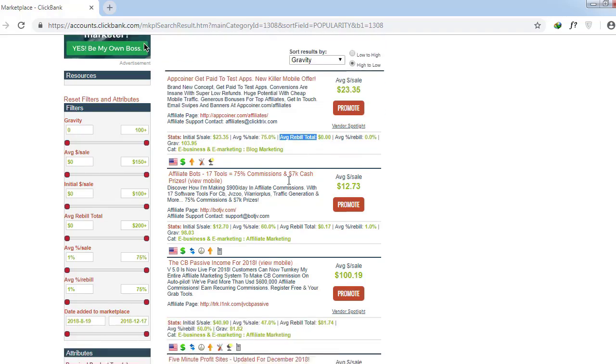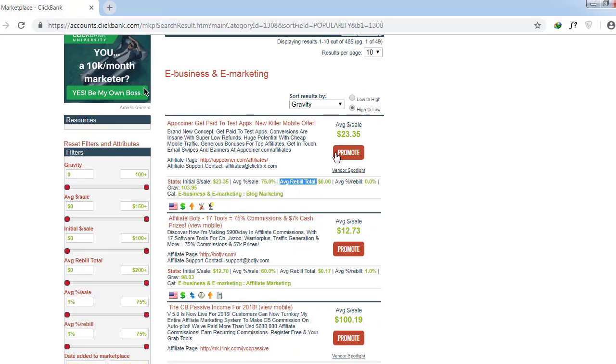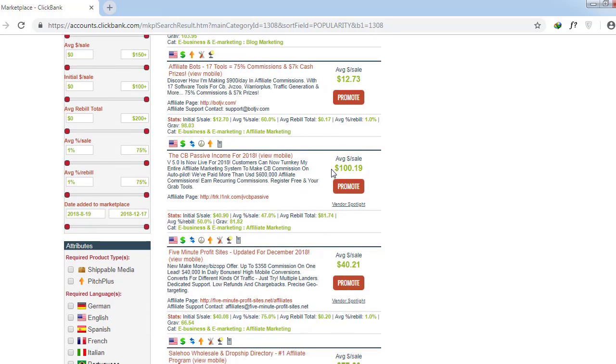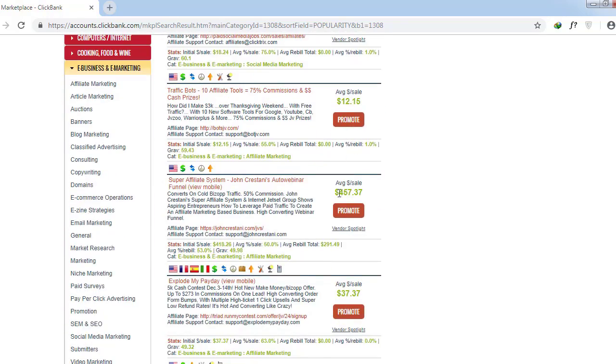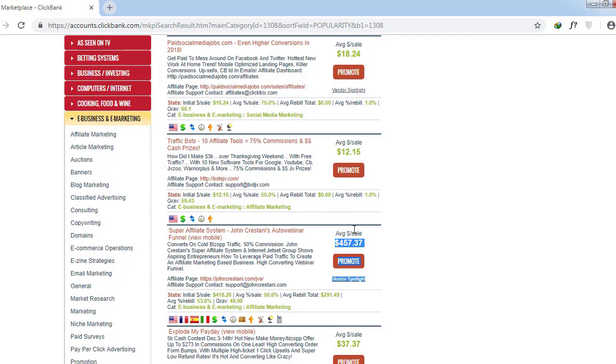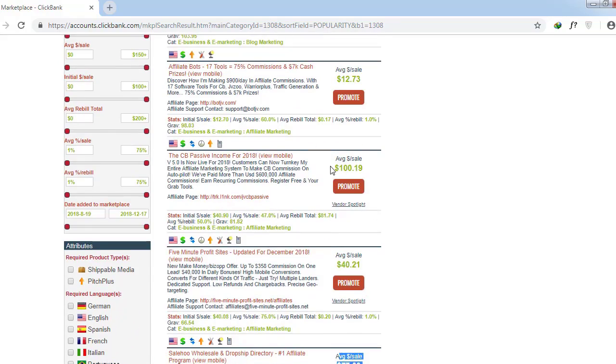I hope you get my point. So I generally go for products that have an average value of about 30 or 40. Even you can see there are some products which have an average value of $100, even more than that I have seen. You can see that $457, it also has a gravity of nearly 50. So this is a highly recommended product. You can say this one, this one, this one, this one.